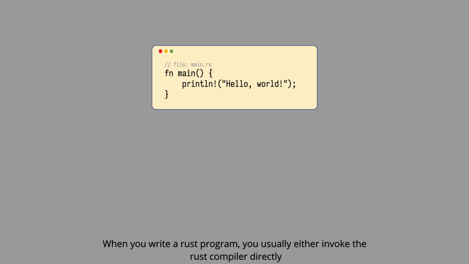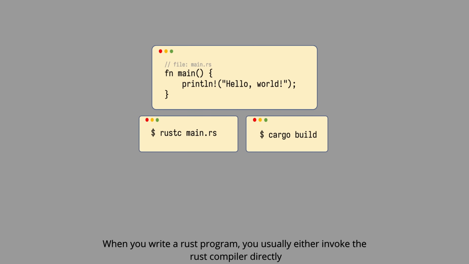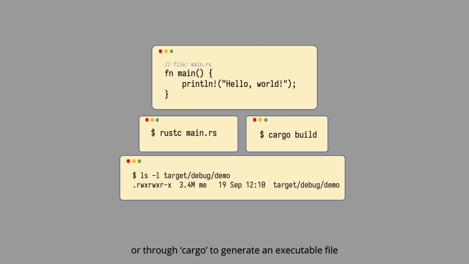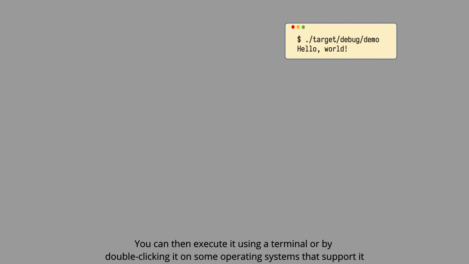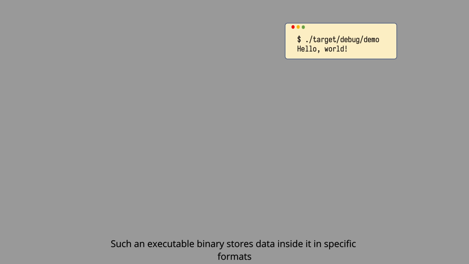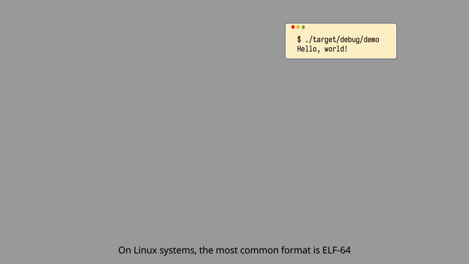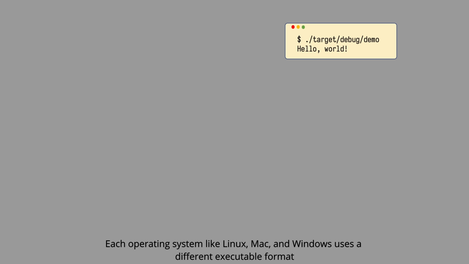When you write a Rust program, you usually either invoke the Rust compiler directly or through cargo to generate an executable file. You can then execute it using a terminal or by double-clicking it on some operating systems that support it. Such an executable binary stores data inside it in specific formats. On Linux systems, the most common format is ELF64. Each operating system like Linux, Mac, and Windows uses a different executable format.